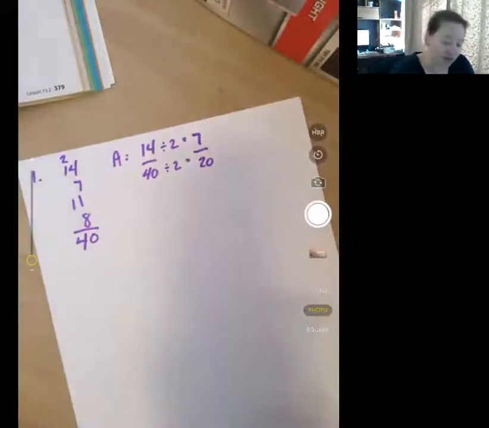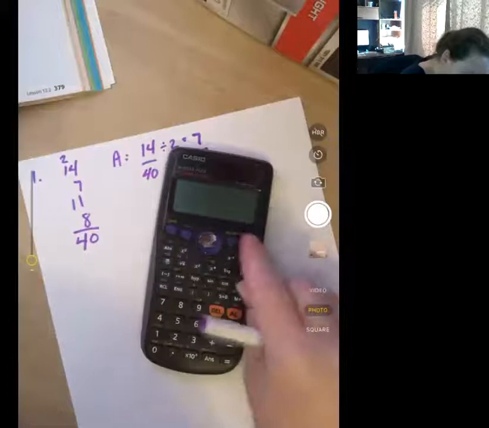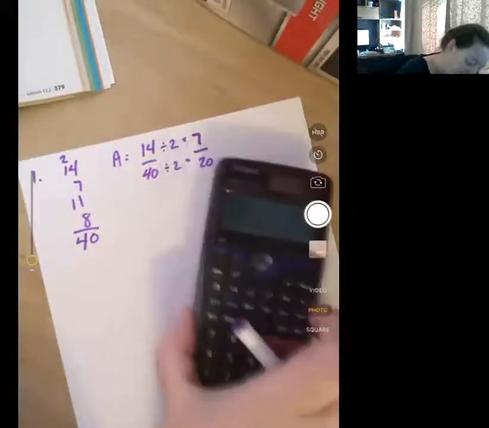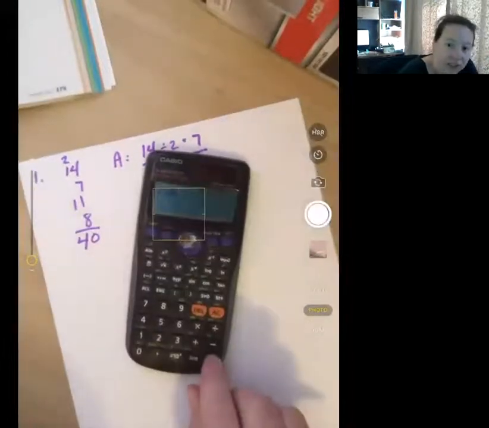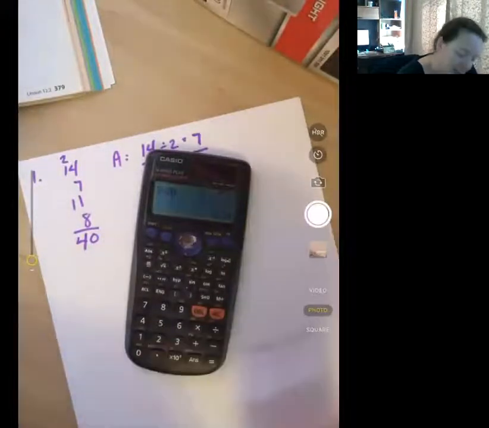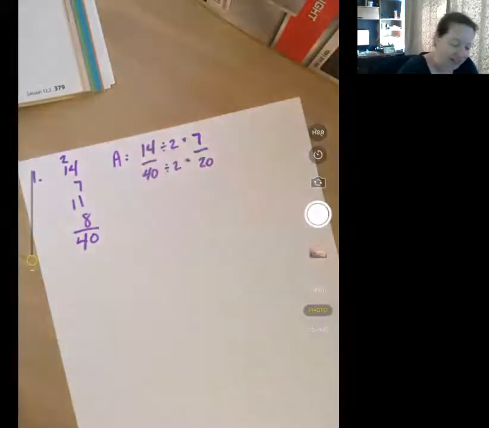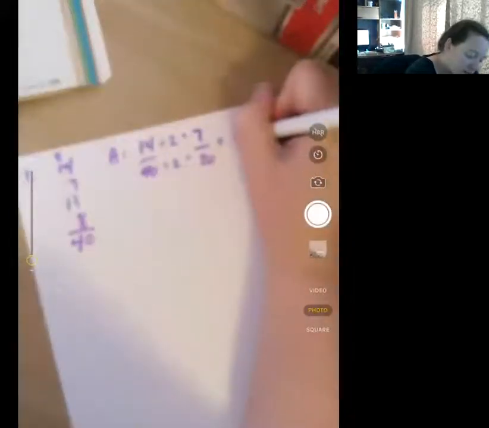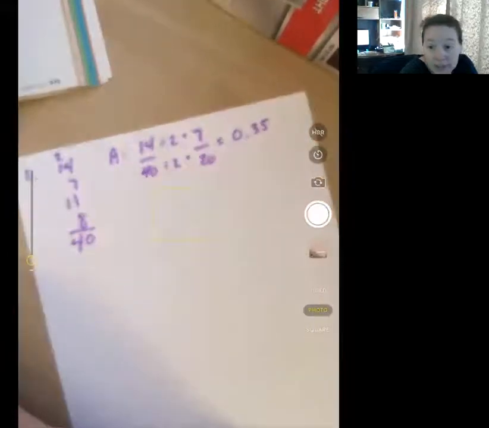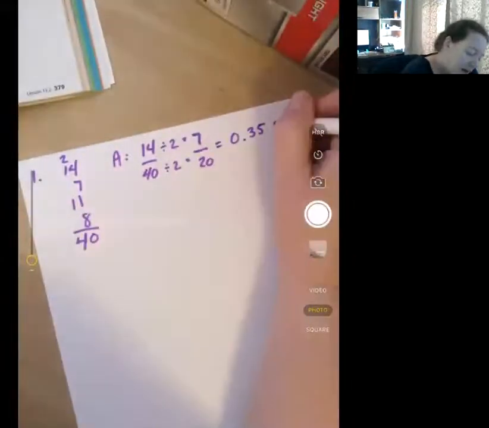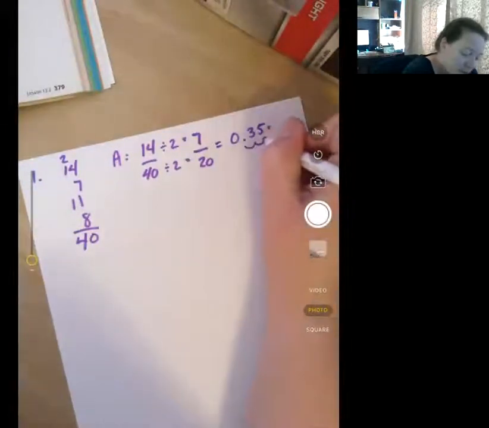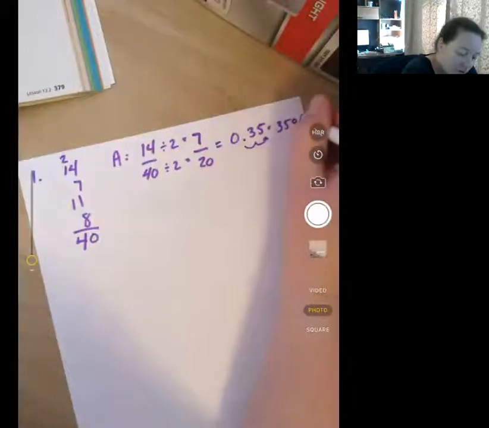I'm then going to get out my calculator. And I am going to go 7 divided by 20 equals, and it tells me 7/20. That's not what I wanted. 0.35. So that's 35/100ths. That's how we read that. I am going to change it to a percent. So I'm going to move my decimal 2 times. So I now have 35%.